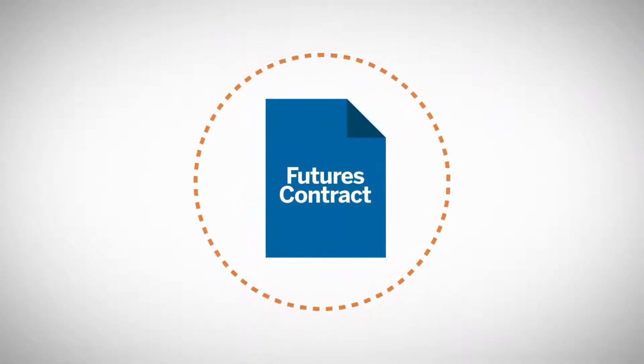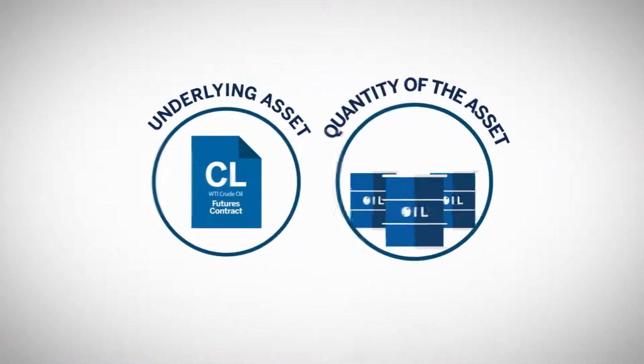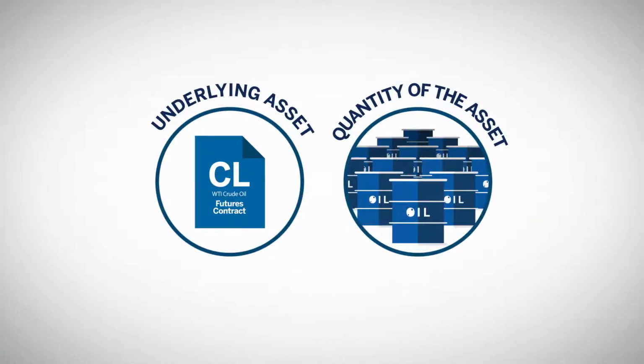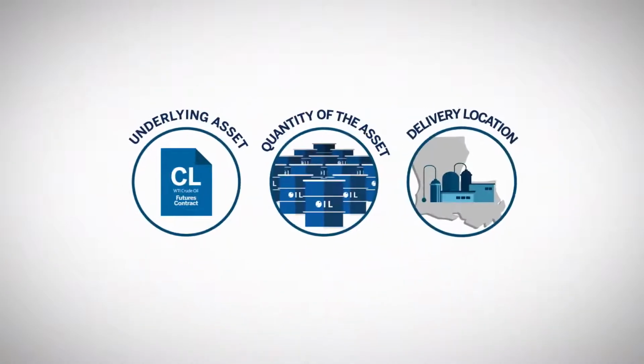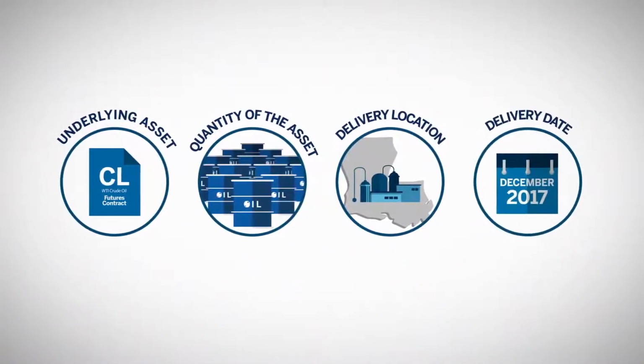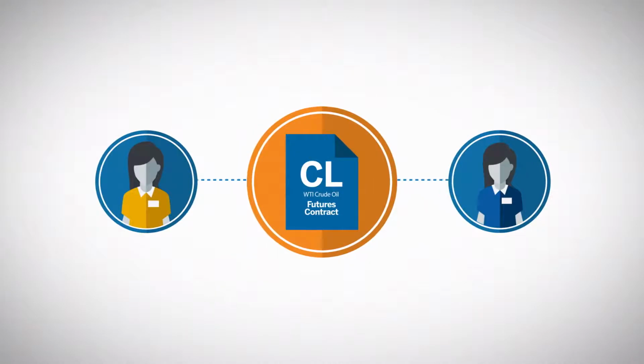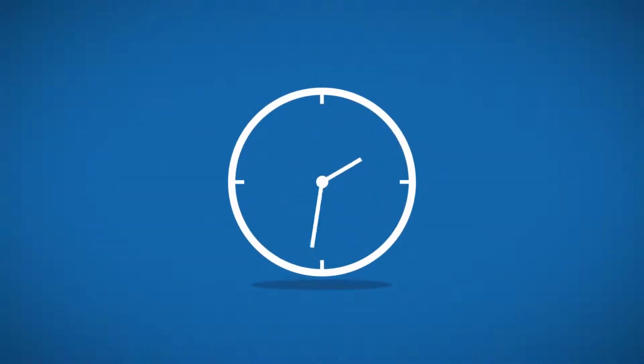Every futures contract has these four attributes: the underlying asset, for example, light, sweet crude oil; the quantity of the asset, for example, 1,000 barrels; delivery location, for example, the Henry Hub in Erath, Louisiana; delivery date, for example, December 2017. When a party enters into a futures contract, they are agreeing to exchange an asset or underlying at a defined time in the future.